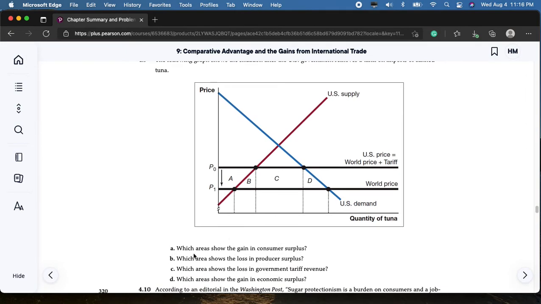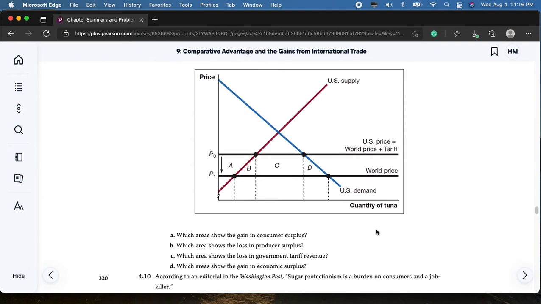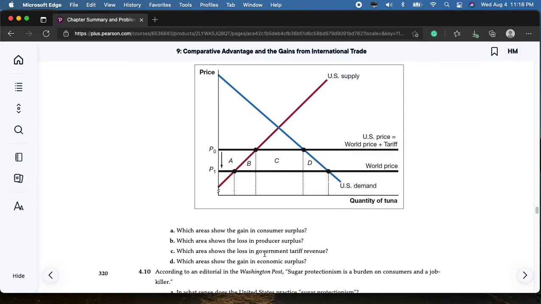So the question would be, which areas show the loss in consumer surplus? The loss in consumer surplus will be the areas A, B, C, and D. Which area will be the gain in producer surplus? In this case, it will be area A. So this will be again the area that we're gaining in producer surplus. And now we have, which area shows the loss in government tariffs? Oh, this will be the gain in government tariffs. So the gain in government tariffs will be C.